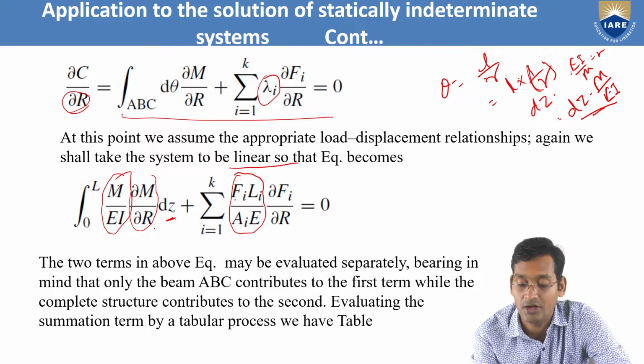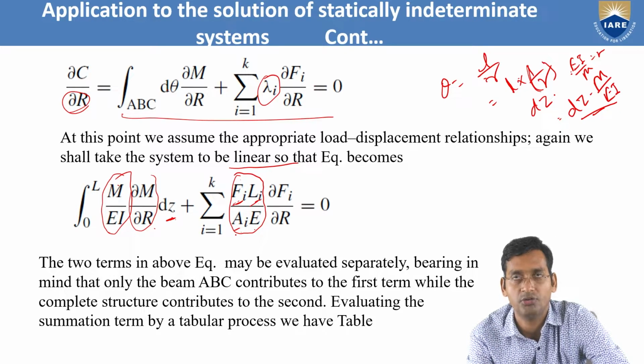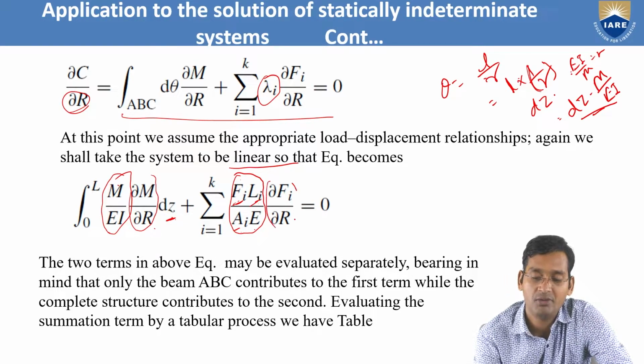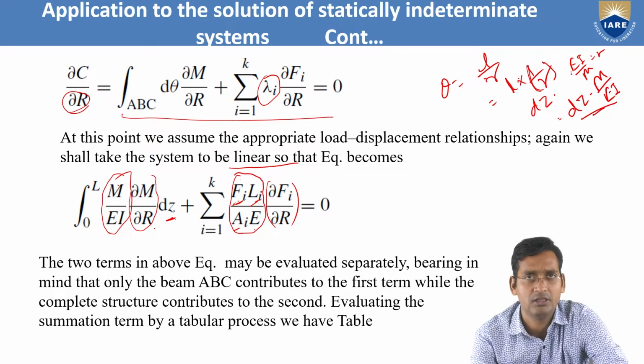So just see it first. Now FiLi by AiE. In that, Fi, Ai, Li are known. E is also constant. So in terms of E also we can give. If the value of E is given, then you have to substitute that value. ∂Fi by ∂R we already found in the table, and how to find that I also explained.